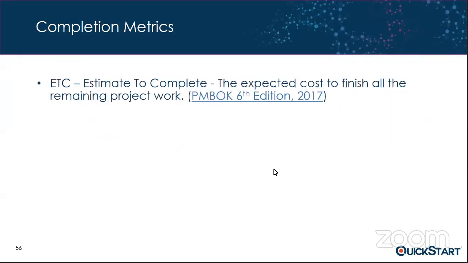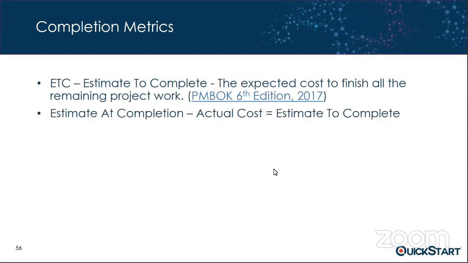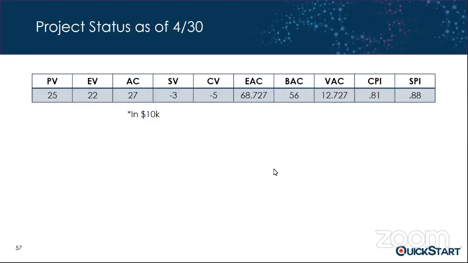Finally, the estimate to complete. That's really what it's going to take to get from where we are right now to the end. There's a formula for that: estimate at completion minus actual cost. So based upon the way our project is right now, it's going to take us $410,000 plus to get to completion. So these are our completion metrics.